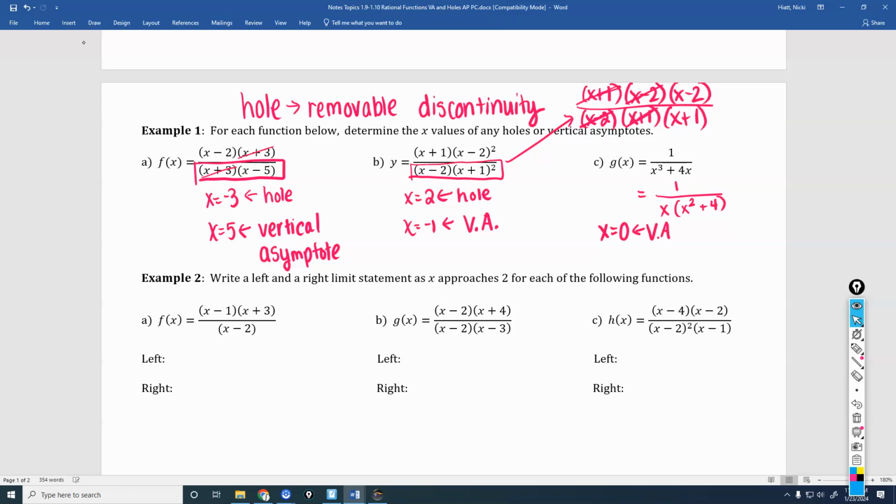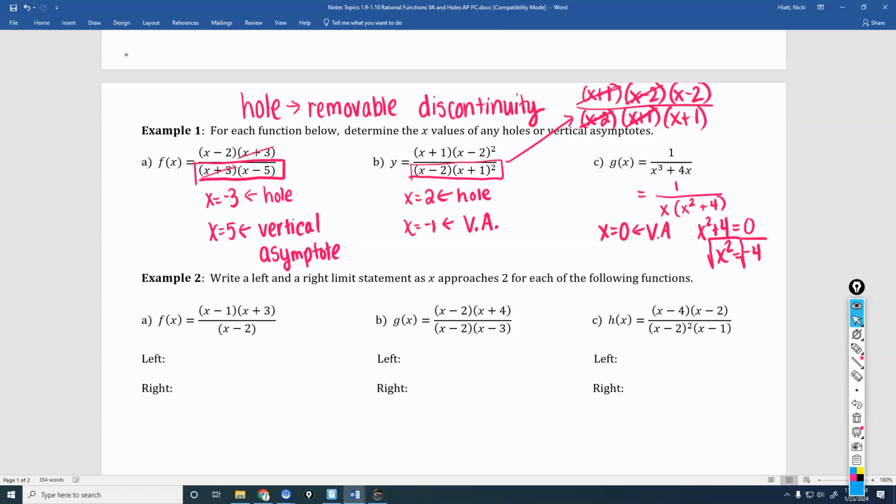And then I've got x squared plus 4. So I want to look at where x squared plus 4 equals 0. It wouldn't factor. I would have to subtract that 4, so I'll get x squared equals negative 4, and then I will try to square root both sides. But what is the square root of negative 4?